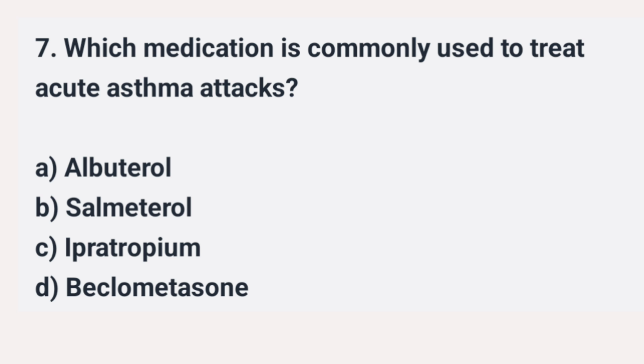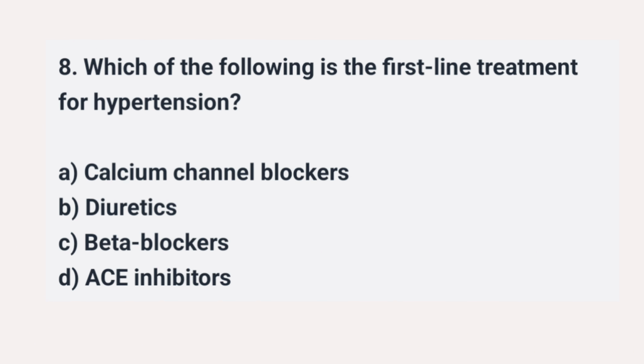Question number 7. Which medication is commonly used to treat acute asthma attacks? The right answer is option A, albuterol. Question number 8. Which of the following is the first line treatment for hypertension? The right answer is option B, diuretics.